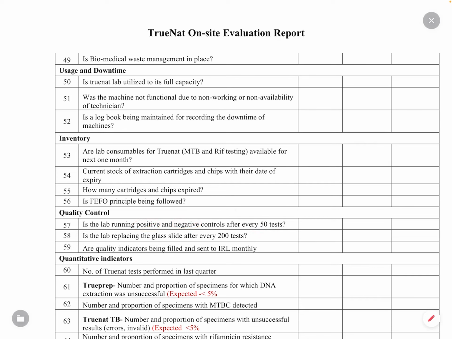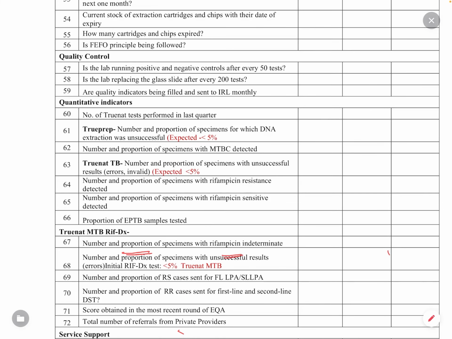So whether we are replacing the glass slide or not, every 200 tests in a module, this glass slide has to be replaced. In part 2, we already saw how to replace a glass slide. So quality indicators, are they being filled and sent to IRL monthly? So this is about quality.